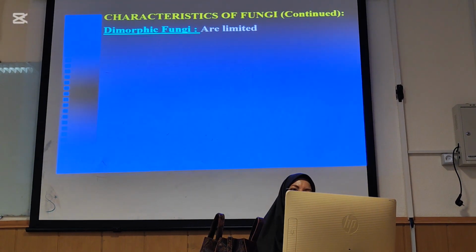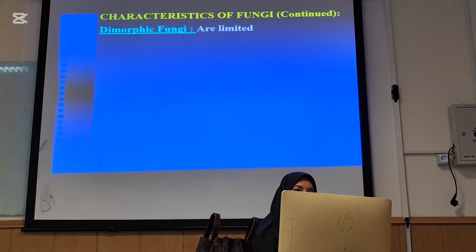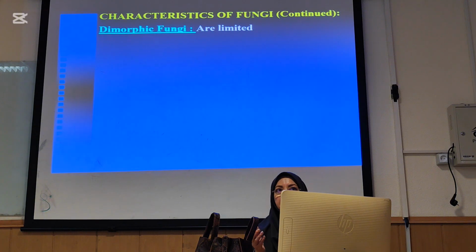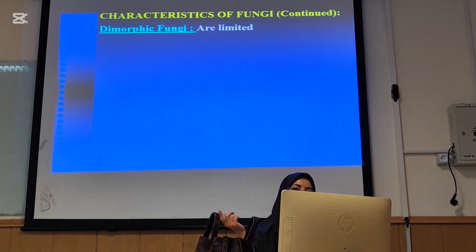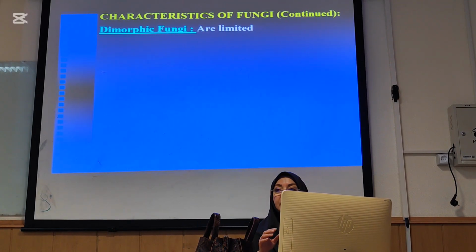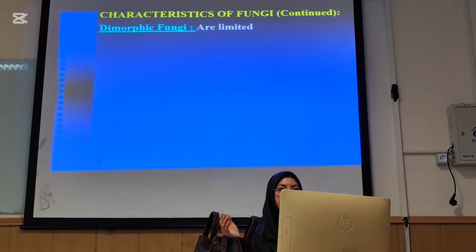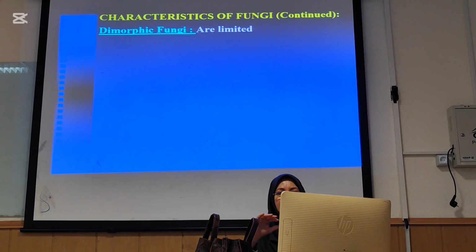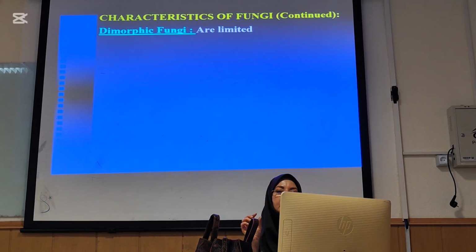We have an exceptional group among the fungi that we name dimorphic fungi. Dimorphic fungi are a very limited group, maximally about 10 in all of the world. So always you have just two groups of fungi, yeast and mold. But in a very limited level, you have a very little group of fungi that we name dimorphic fungi.